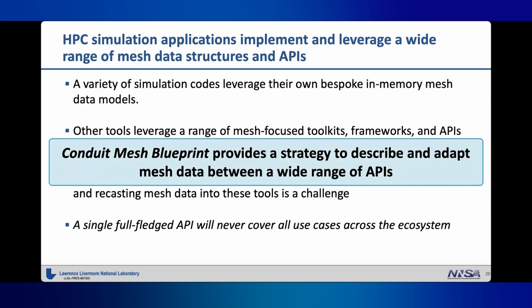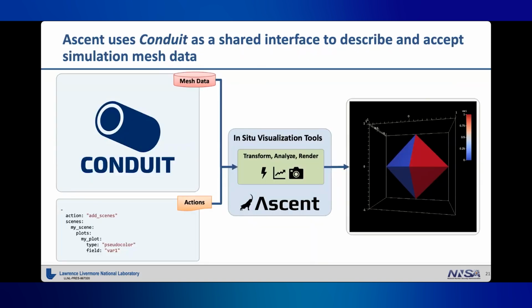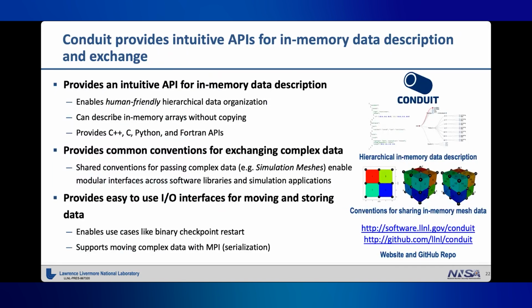Rather than providing a full-fledged thing that can do everything for you, we provided an interface, and this interface is called the Conduit Mesh Blueprint. So to answer the first question, we're going to use this tool called Conduit, which you'll learn about. Conduit's another project that our group develops. It's an API for in-memory data description. So it allows you to basically create hierarchical paths with words in them. And within those words, you can build trees and you can hang off of the trees leaves that have arrays. And those arrays can be described without copying them. We also refer to this as zero copy, right?